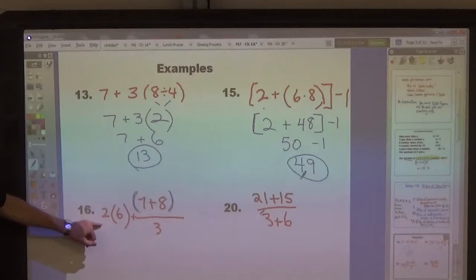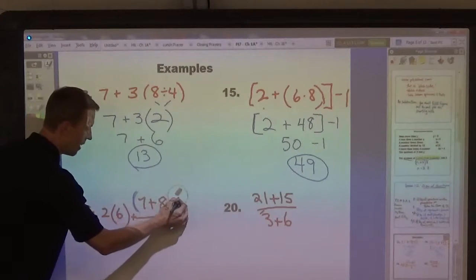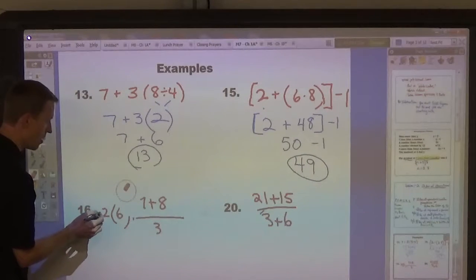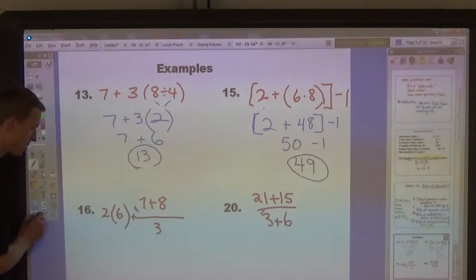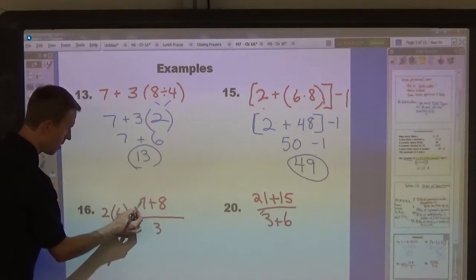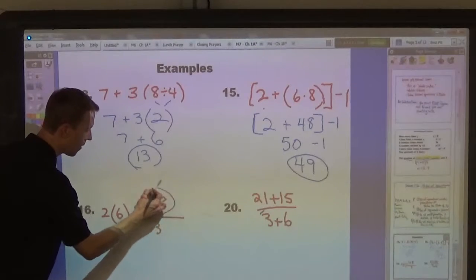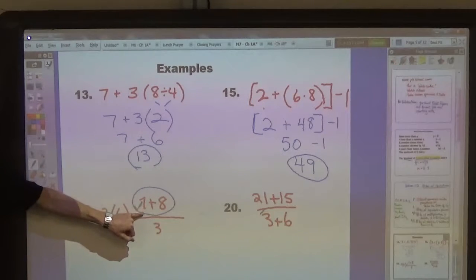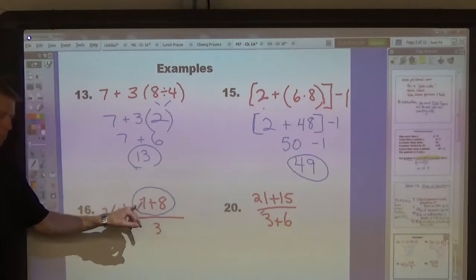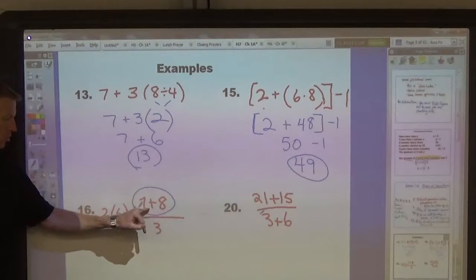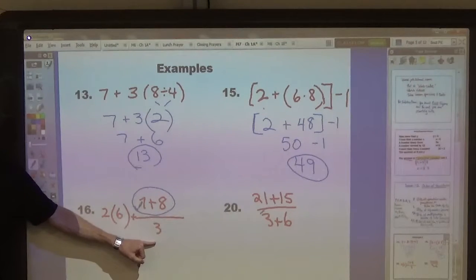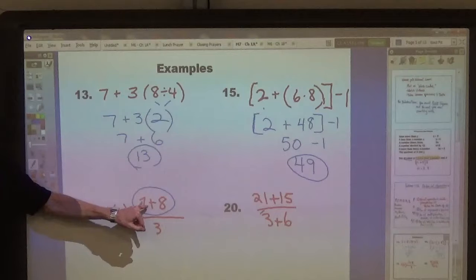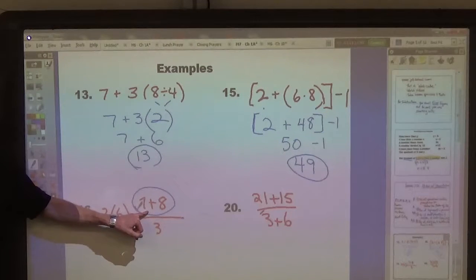Number 16. I gave you a hint already on what to do here. When you have an expression on the top of a division bar, what that means is, it's like putting parentheses around it. So it means to simplify this first before you divide. Normally you'd think, well, that addition, we wouldn't do that till the end of the order of operations, right?